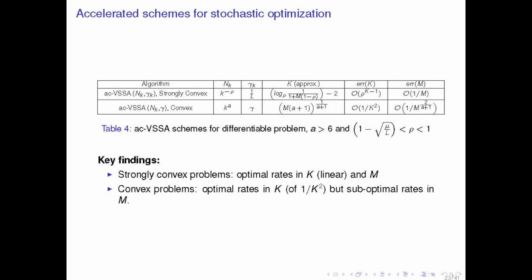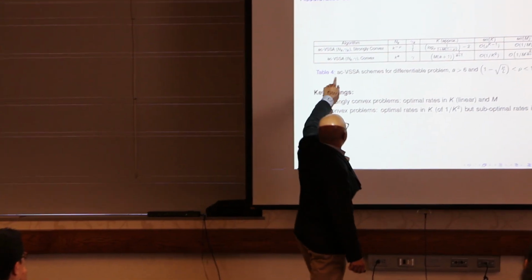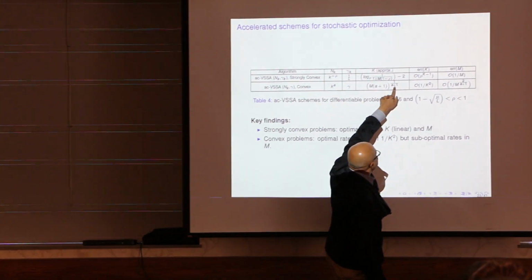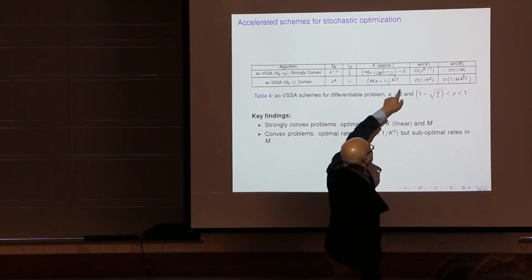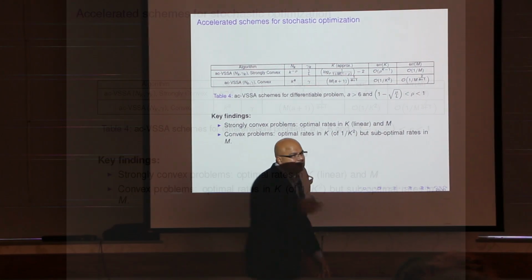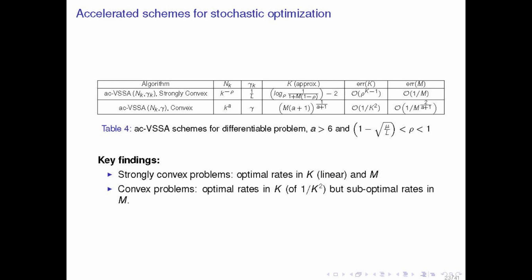There's a typo here. It shouldn't be 1 upon 1 plus m. There's a mistake. It should be log rho 1 plus m. Okay, I'm sorry about that. And this, if you're raising it at a factor of k raised to 6, where a is 6, you end up taking m raised to 1/7 steps. It's a fairly small number of steps. So you have to really wonder if this is going to be useful. So again, optimal rates in k, but suboptimal rates in m.